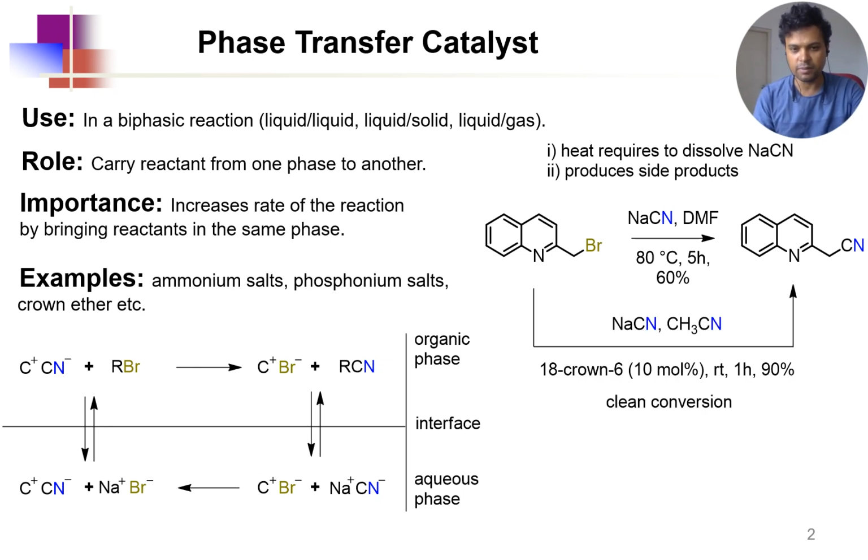However, what I did basically, I used 18-crown-6. I will show you the structure here. You can see sodium can bind over there, and your cyanide will be free, and that can easily react with your nucleophile. So when I performed this with 10 mole % as a catalyst, at room temperature for 1 hour, I got 90% yield, a very clean conversion.